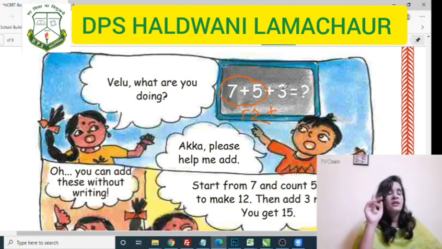Plus, now what is left? 3 is left. So after 12 we will count 3 more. 12, 13, 14, 15. So the answer is 15.